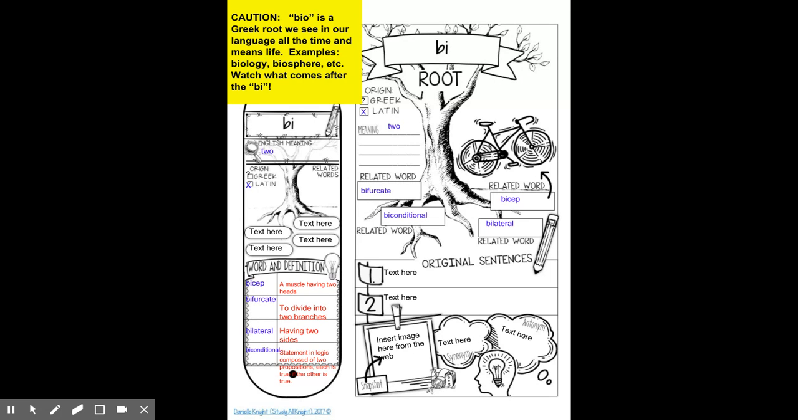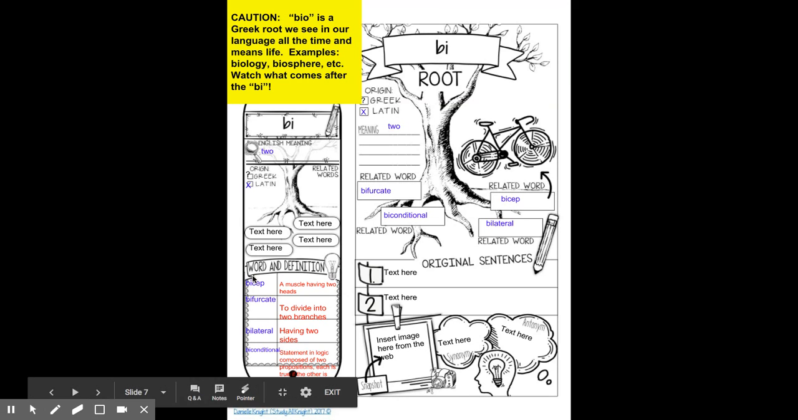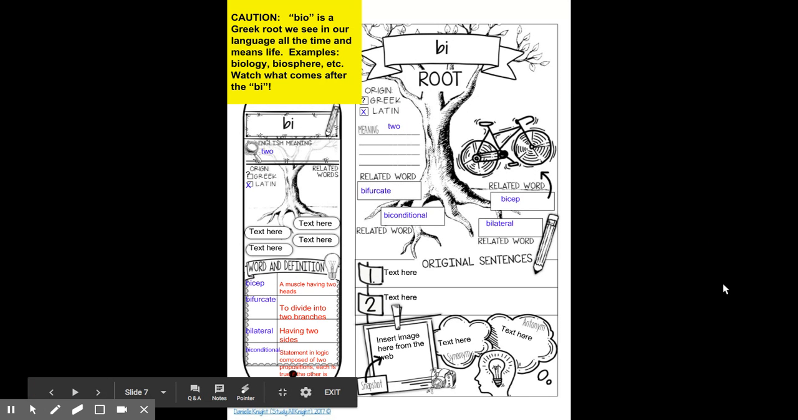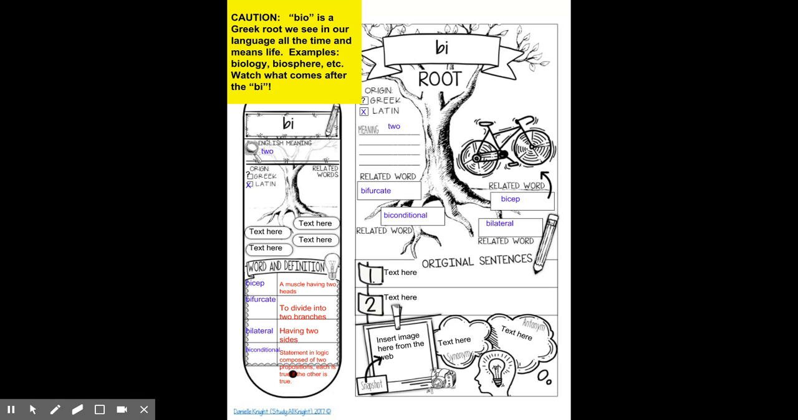Okay? So it's a logical statement, or a statement in the study of logic, composed of two statements or propositions, and one has to be true for the other to be true. So they're dependent on each other. And you'll see this in geometry as well.